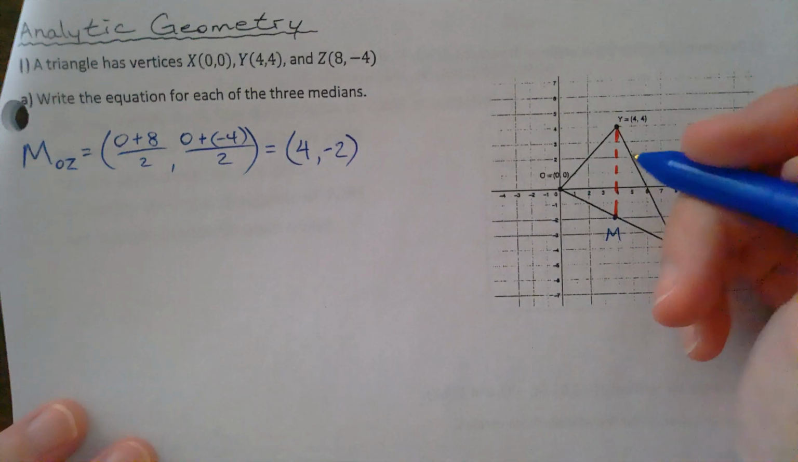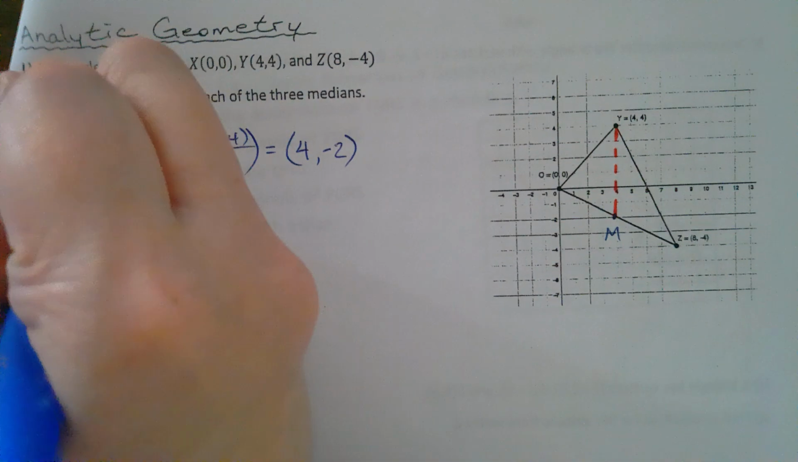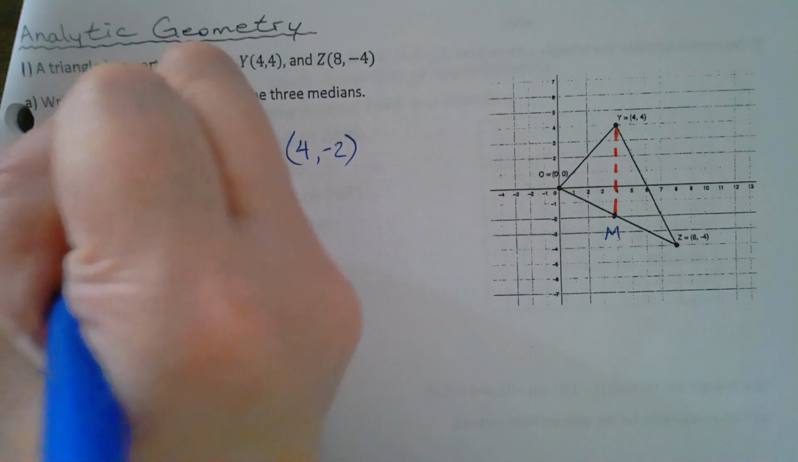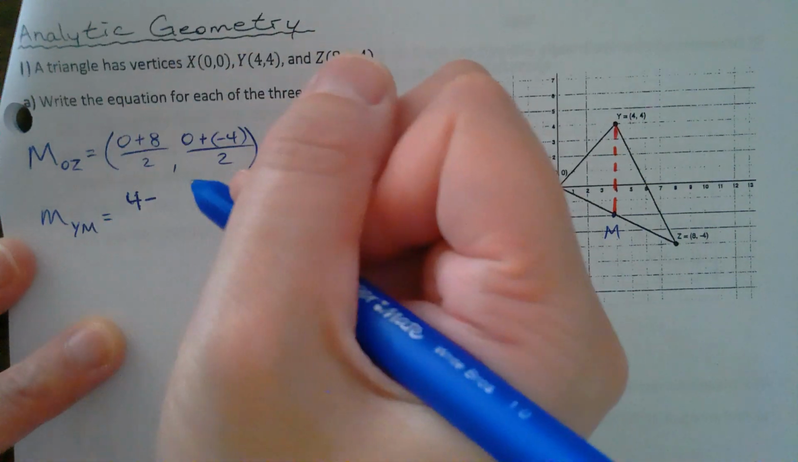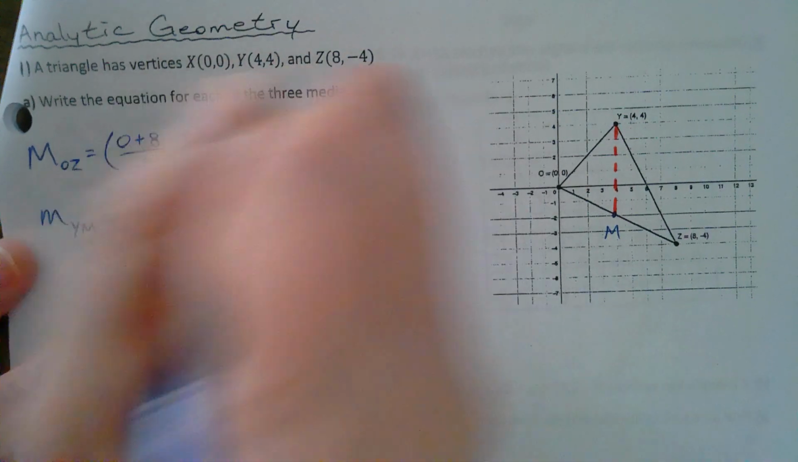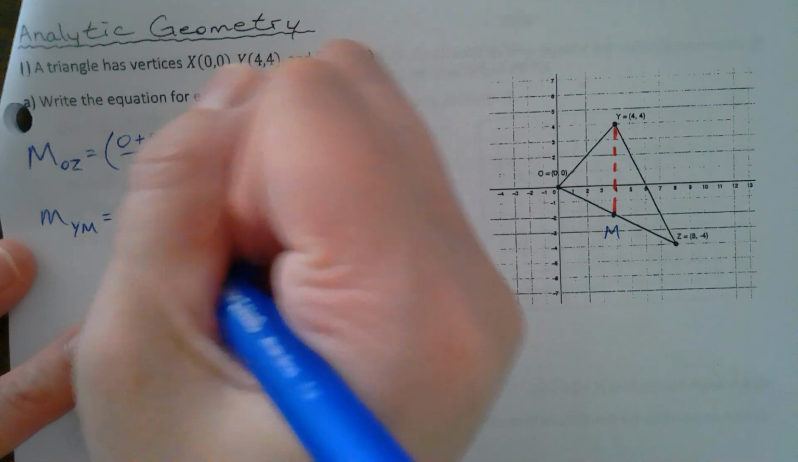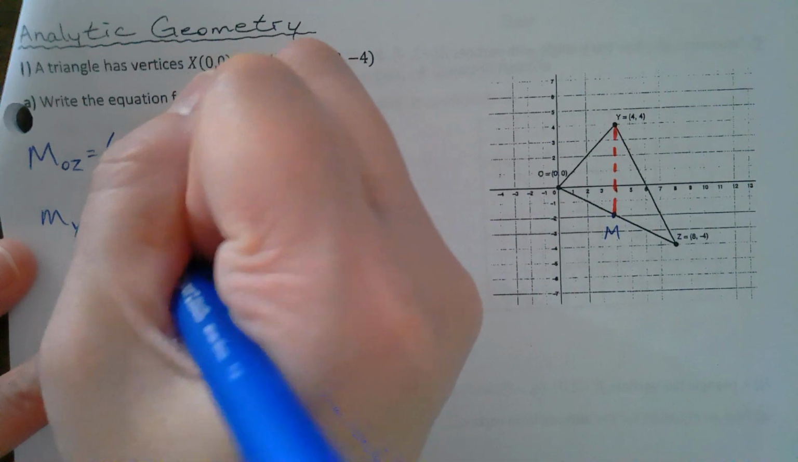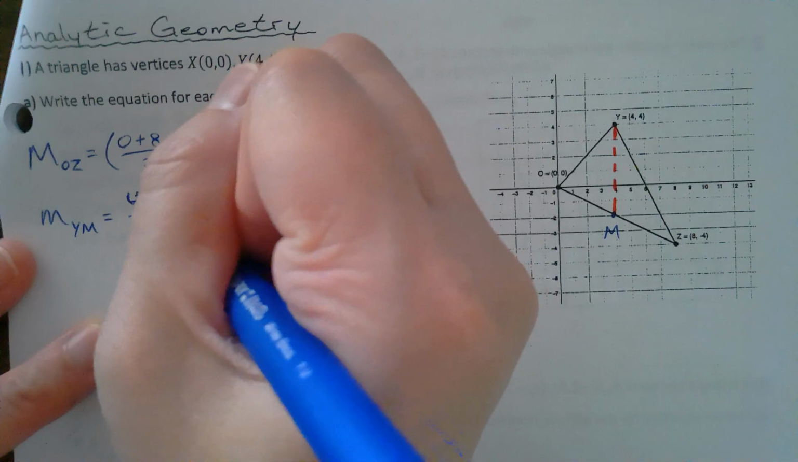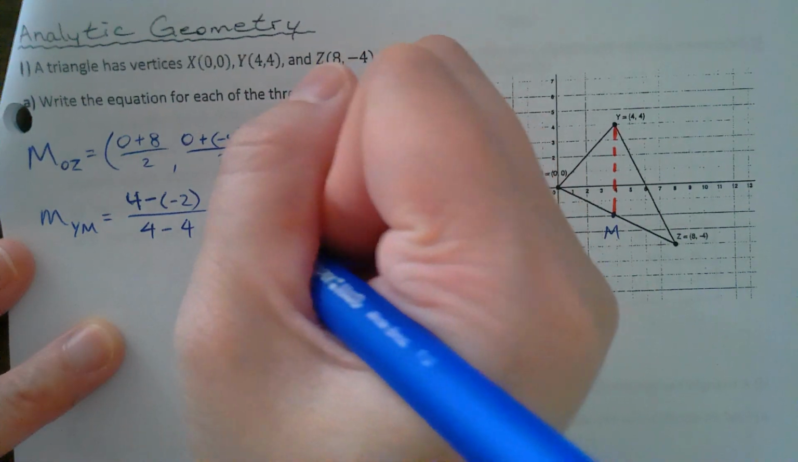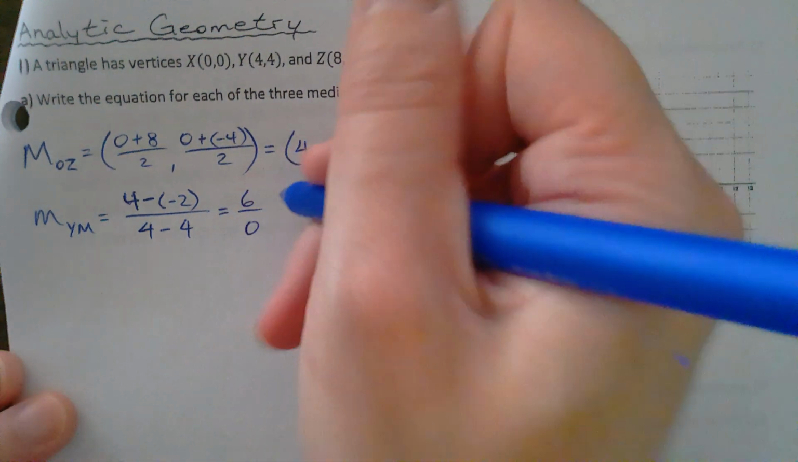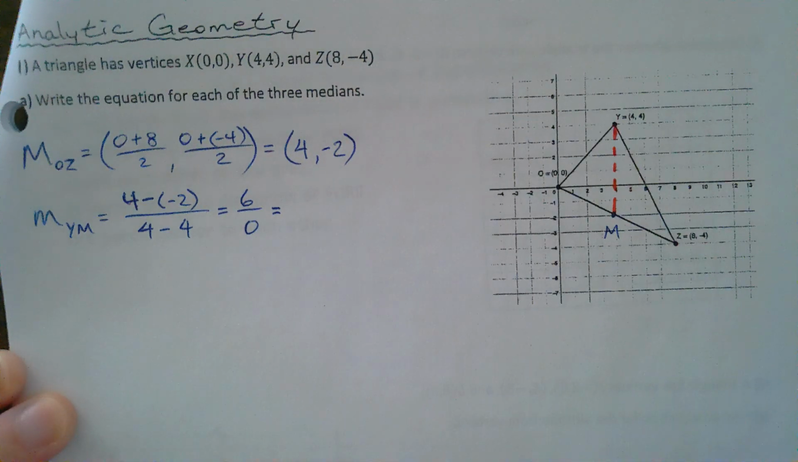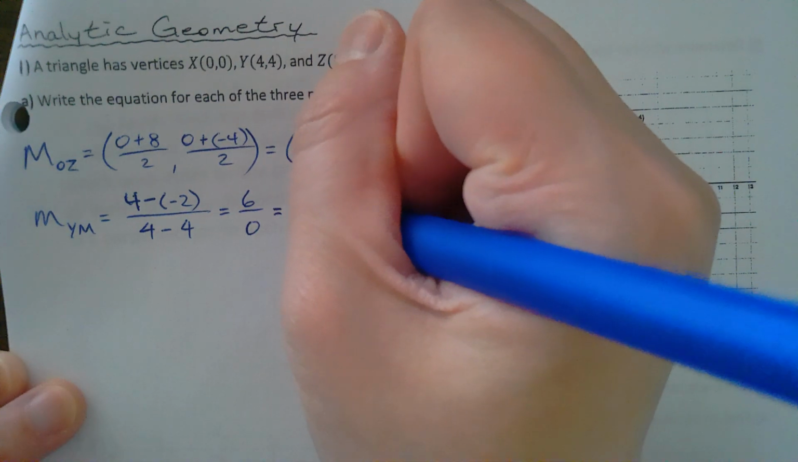I can do the slope of this line between Y and M: y2 minus y1 over x2 minus x1. So 4 minus negative 2 over 4 minus 4. If you do your math correctly, you'll get 6 over 0, which is, what is 6 divided by 0? Undefined. Why did I get an undefined slope?